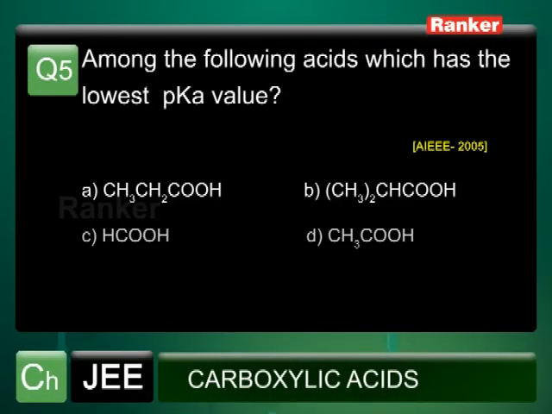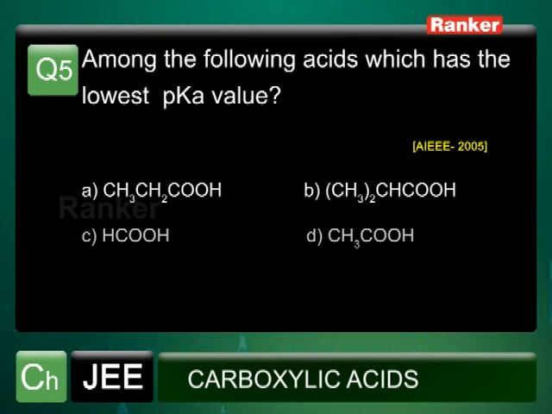This appeared in the AIEEE in 2005. The question says that among the following acids, which has the lowest pKa? As we see, if the Ka value is highest, the acid will be the stronger acid, but the lowest pKa value is the strongest acid. So we have to search for the acid which has the lowest pKa, meaning the strong acid. As we have seen in carboxylic acids, if any donating group is there, acidity will be decreased, and no donating groups or withdrawing groups will be the stronger acids.